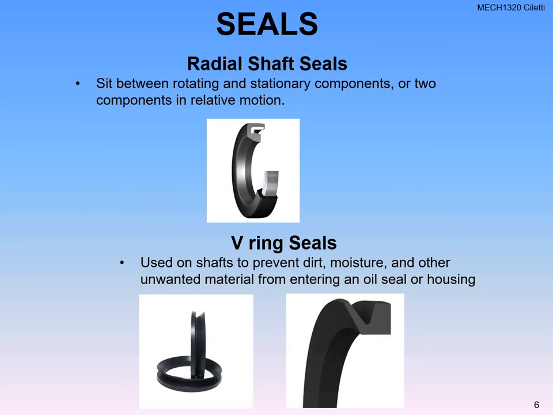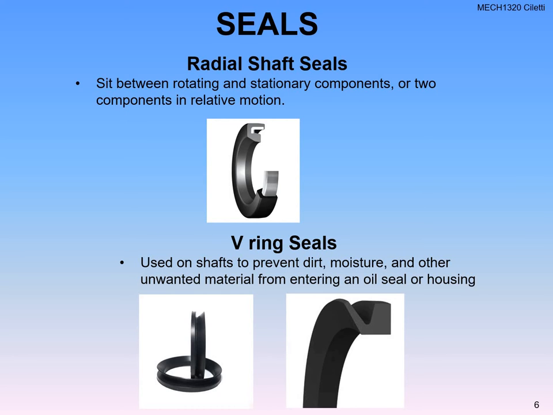So we have radial shaft seals. We slide those between rotating and stationary components, or two components that are in relative motion. We have V-ring seals, so you can see a picture of that in the bottom there. We use those to prevent dirt, moisture, and other unwanted material from entering an oil or seal housing. There's a little flex lip, and that groove, that V, fits in a particular groove too.